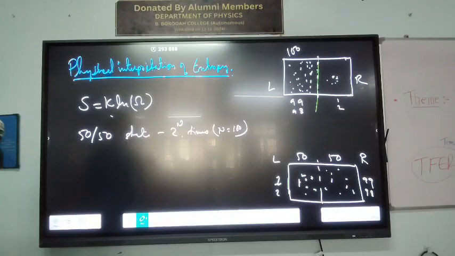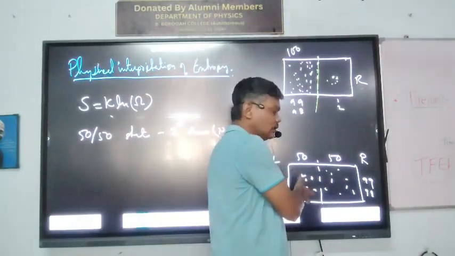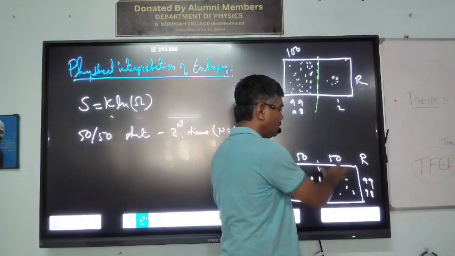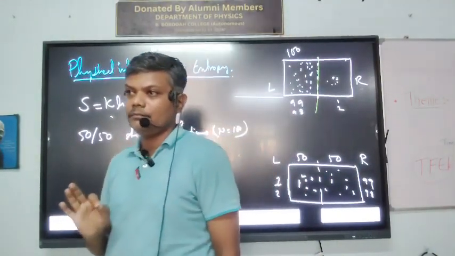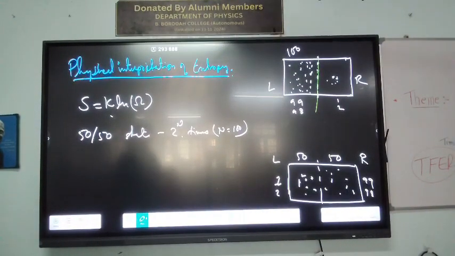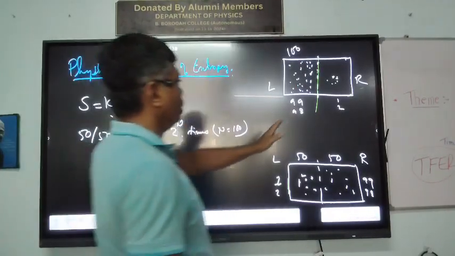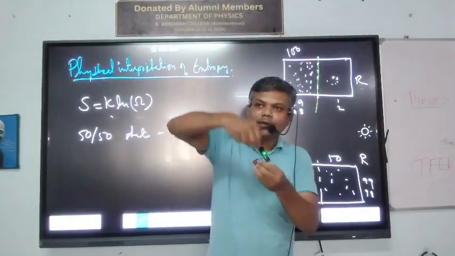The 50-50 probability will be higher. That means the probability of having 50 molecules on this side and 50 molecules on the right side will be maximum. Okay, now just imagine like this. It is mathematically correct. Say I have a gas, all 100 molecules on this side, and I have a partition, and I have removed the partition.